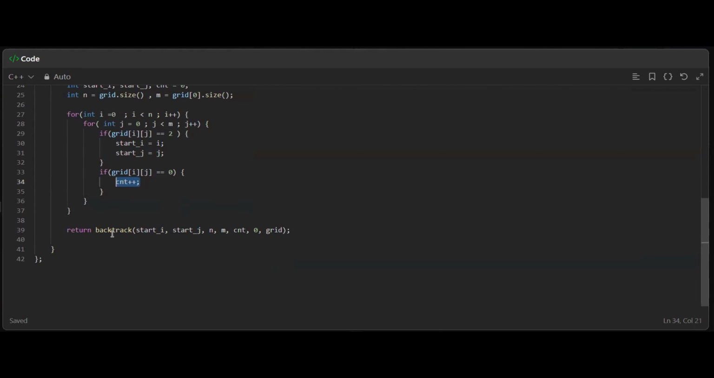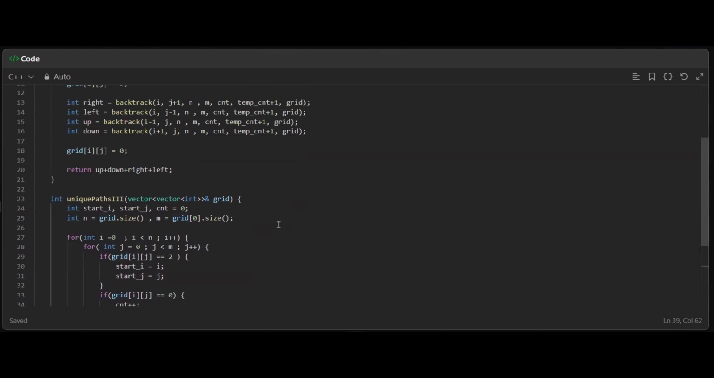After that, we have to call a backtracking function or DFS function, where the first parameter is the starting i, the second parameter is starting j. The third parameter is n, and the fourth parameter is m. Both of them are dimensions of the input grid. The fifth parameter is the counter value, that means the total number of empty cells present in the grid. The sixth parameter is 0, that means currently we have not visited any cell. And the last parameter is the input grid.